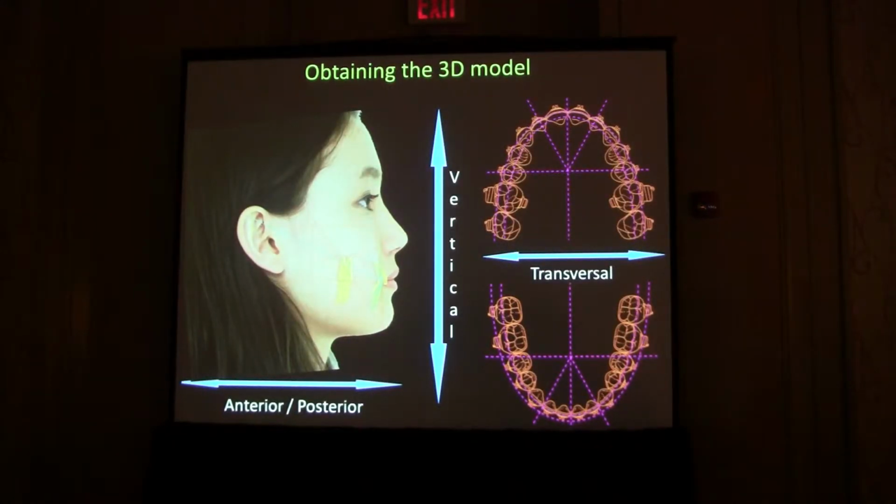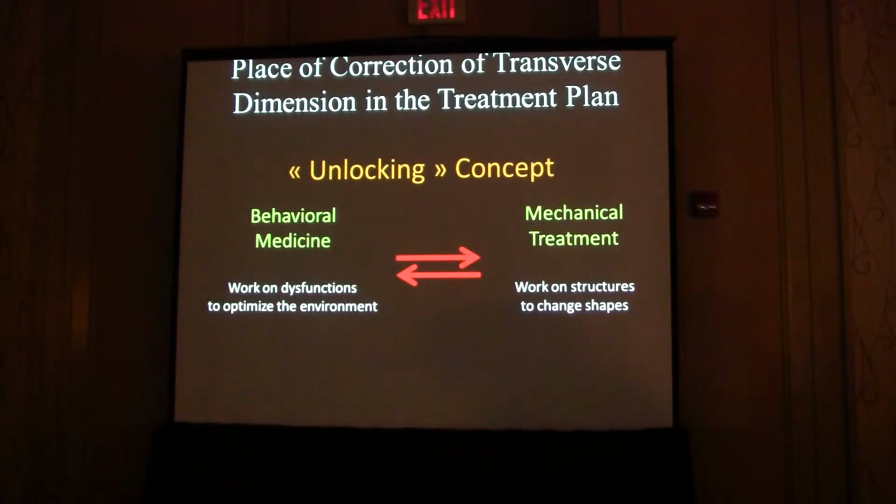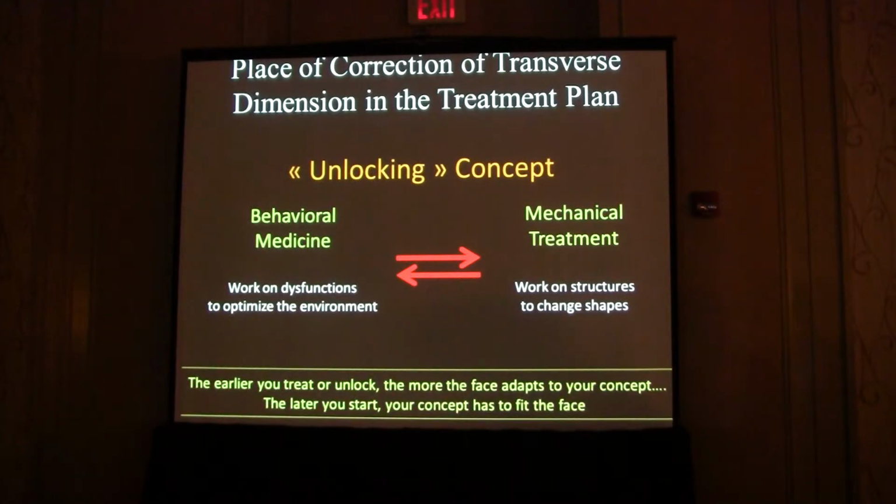Thanks to the lateral VTO and the mini-frontal VTO, we get a tri-dimensional therapeutic model. Now we have to know when to realize this transverse correction. I believe we all agree here to say that the treatment should begin by unlocking the dysfunctions, the TMJs, the mandible, and the denture. At the beginning of the treatment, we must treat the dysfunctions to optimize the environment and work on the structures to modify the shapes. The unlocking should be done as early as possible.